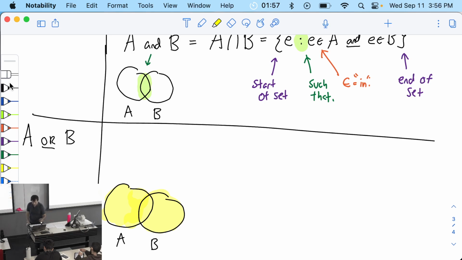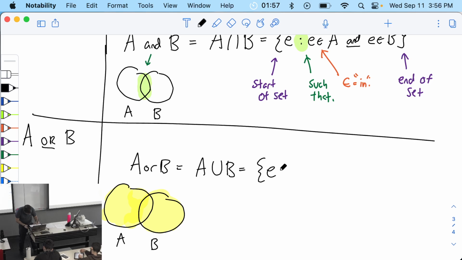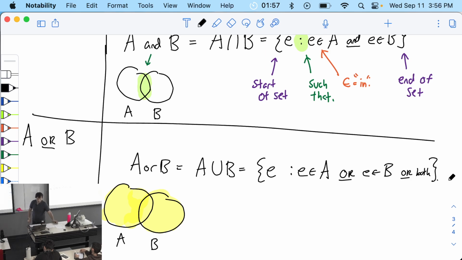I know it's confusing, but that is the way it is. So A or B equals A union B is the set of E such that E is in A or E is in B. And without saying it, people also mean or both. So don't forget that, or both.